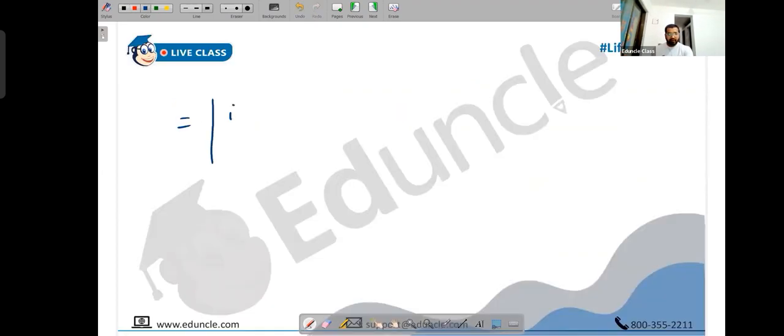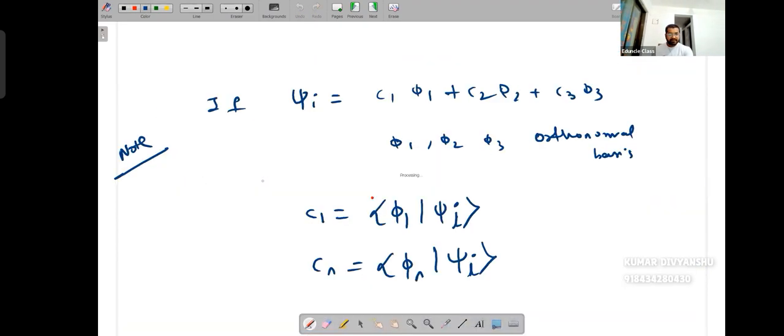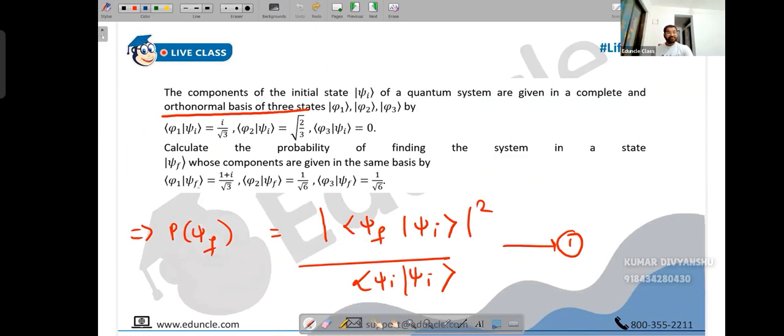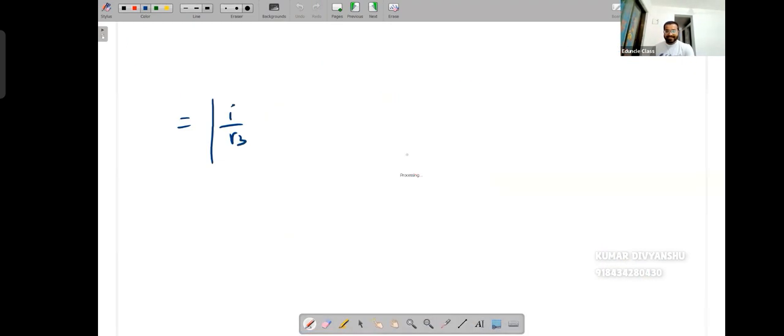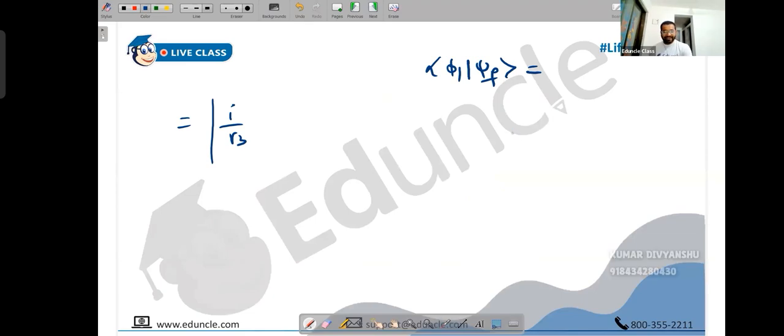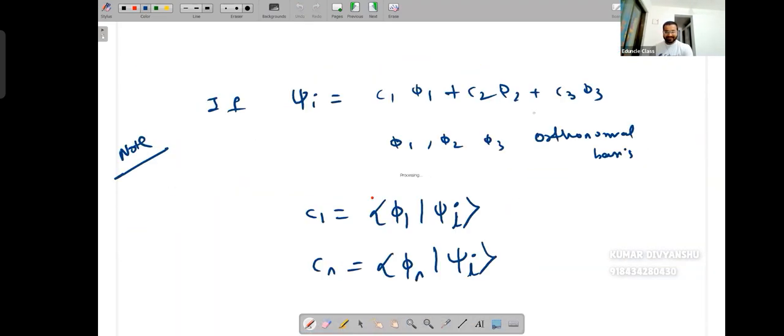So what do we have? Mod of I upon root 3 psi f phi 1. What is psi f phi 1? Psi f phi 1 is 1 plus I upon root 3, no? Again, this is becoming such a good question now. They have not given us psi f phi 1. They have given us phi 1 psi f, and we need psi f phi 1. What is phi 1 psi f? Phi 1 psi f is 1 plus I upon root 3. Okay.